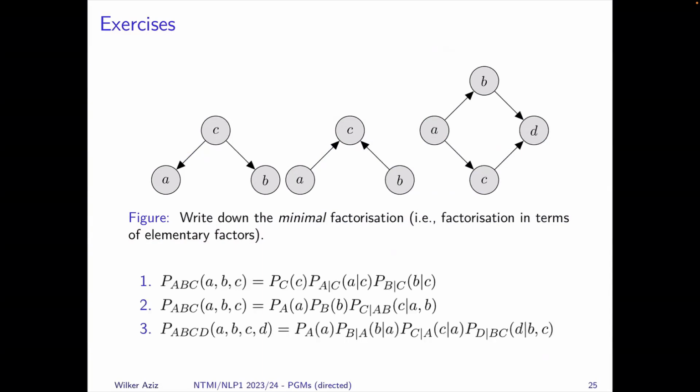So there we have it. For the first one, I always advise to start with the nodes that have no parents. It's typically the easiest thing to do, and then work your way through the graph. So you have here P(C), it has no parent, and then you can introduce A and B, and they are independent of one another given C. So P(A given C), and P(B given C).